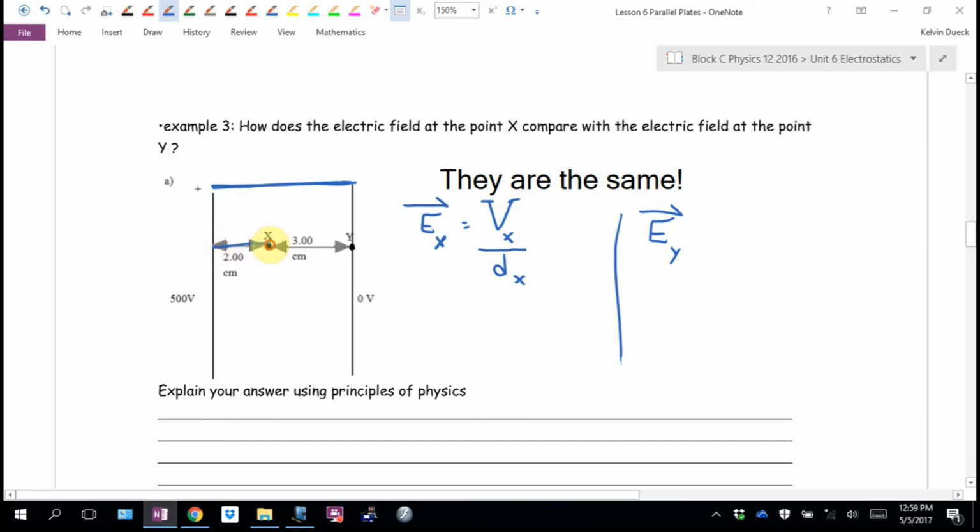How many centimeters to location X? So 0.02 if I go to meters. How many volts if I start here and end up at location X have I traveled through? Yep.